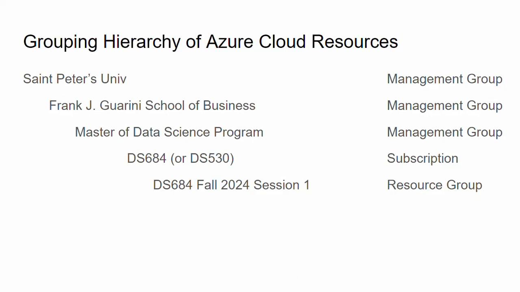Then on top of that, there's a subscription that pays for all these sessions. In this case, the subscription is probably on the department or program level. The data science program will pay for each session, each class. For DS684, we spend this much money. For DS530, we spend this much money. And once it goes to the subscription, it still goes to the data science program and the school of business and the university, this management hierarchy, right? That's how you define those groupings.